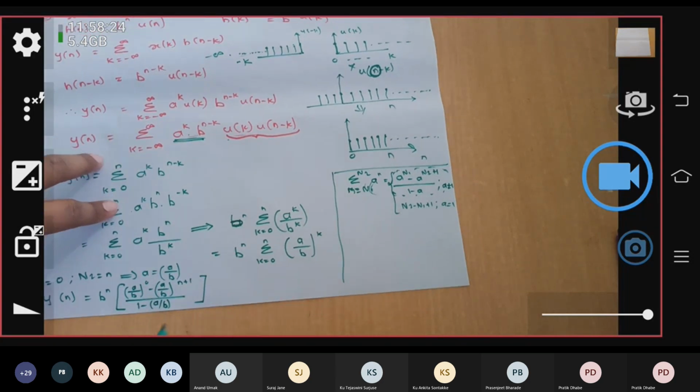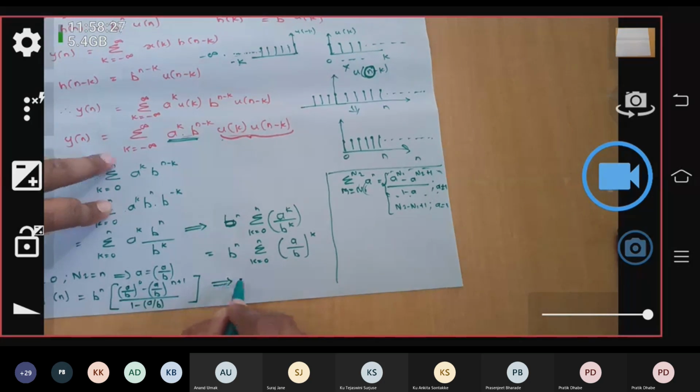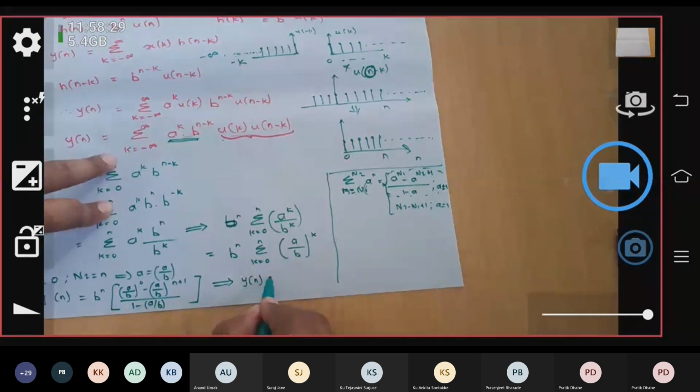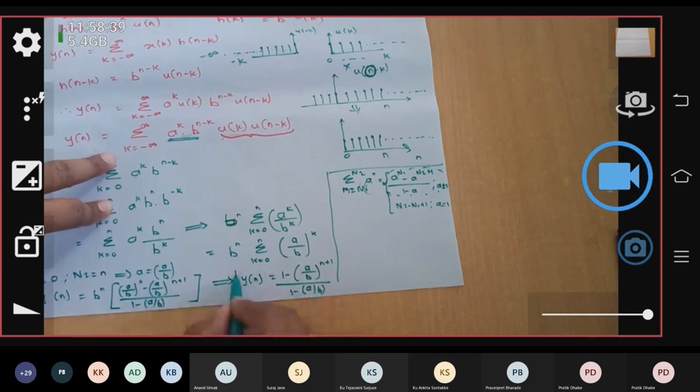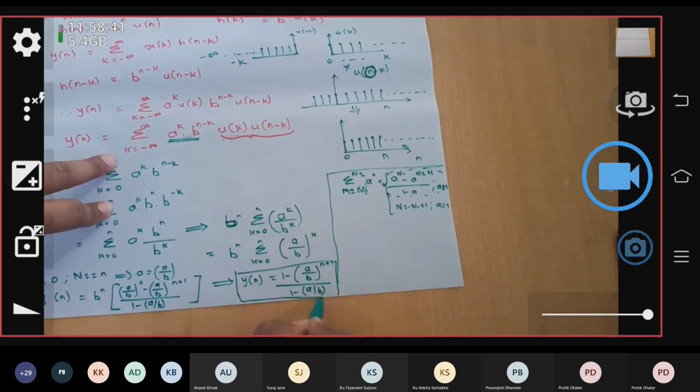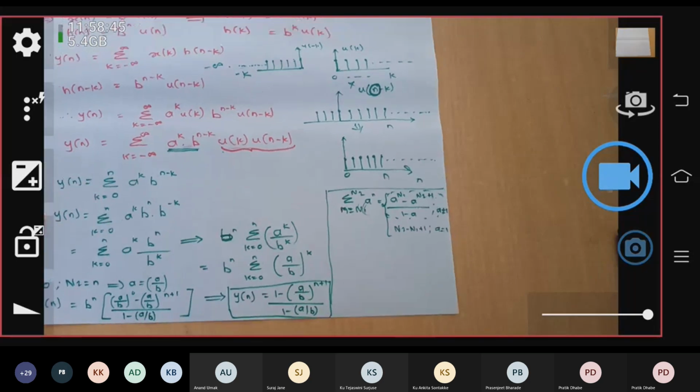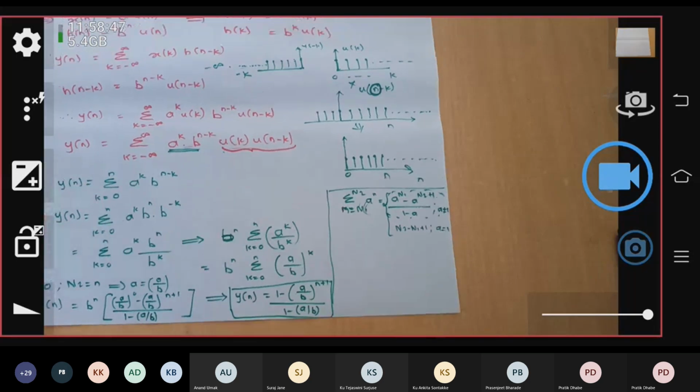When you further simplify this, what do you get? y of n is equal to 1 minus (a by b) raised to n plus 1, upon 1 minus a by b. This is your actual convolution output. Have you all understood this particular problem?